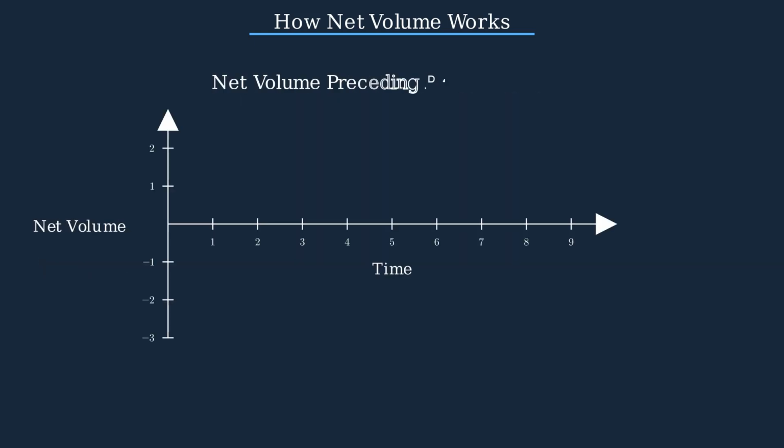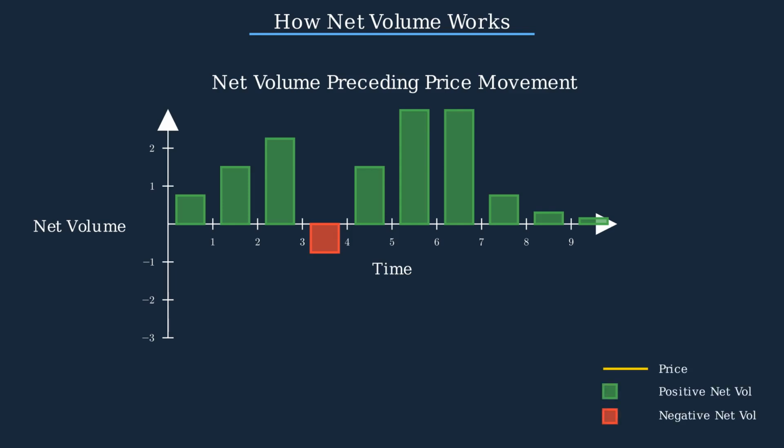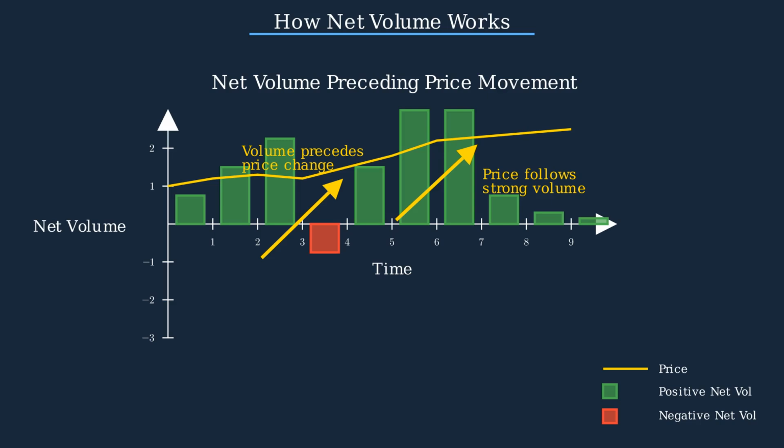Now let's see how net volume changes can precede price movements, demonstrating the cause-effect relationship. Here we can see a series of net volume bars with positive values in green and negative values in red. When we overlay the price line in gold, we can observe how price typically follows the direction indicated by net volume. Notice how strong positive net volume often precedes upward price movements, while negative volume can signal downward price pressure.